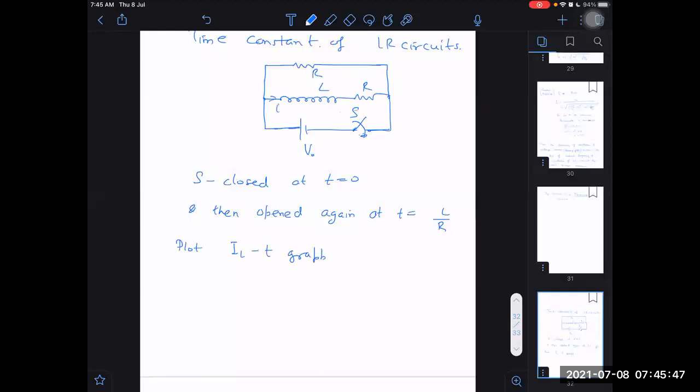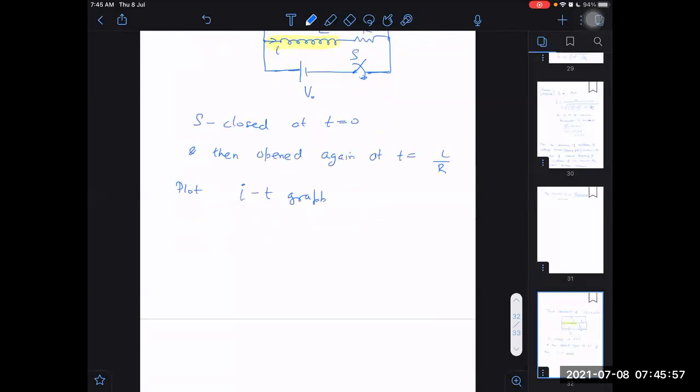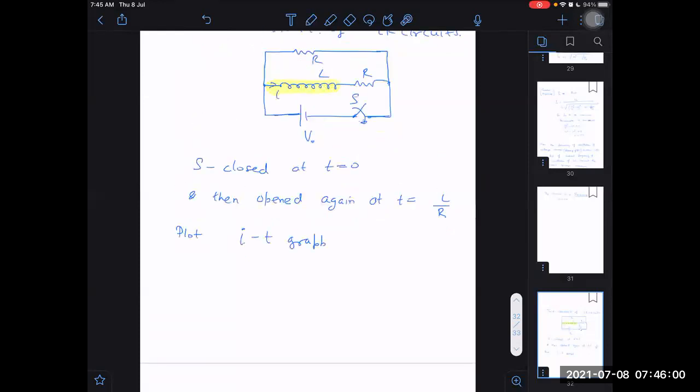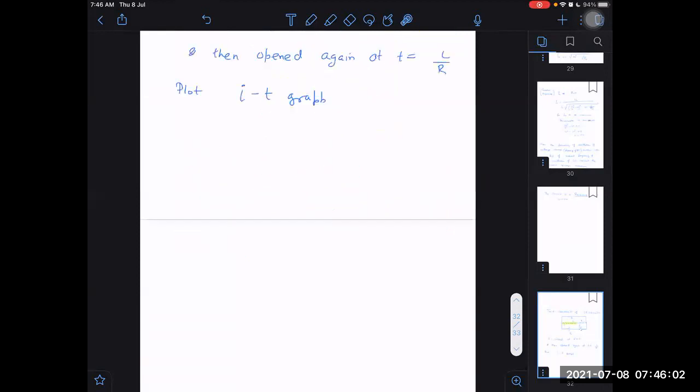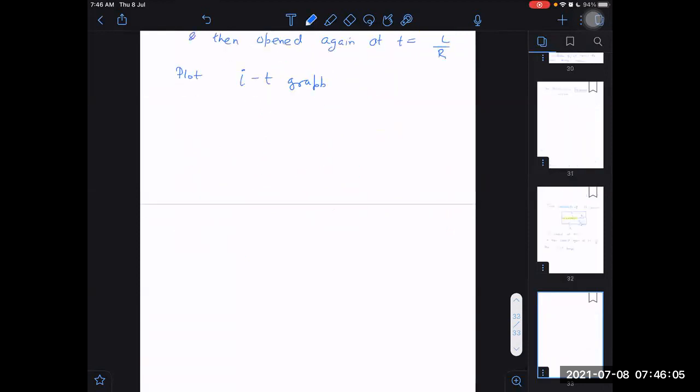Let me represent this current by I only. So just the I-t graph, where I is nothing but the current through the inductor. To do that, first, what happens when we close the switch? What is the time constant at that time? I told you how to find the time constant. We will replace the battery by a short circuit. This is L, this is R, this is R. But this R comes in parallel with this short circuit, so it will be just 0 only. Then we are left with L and R.